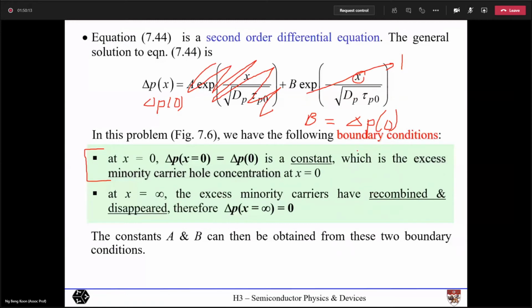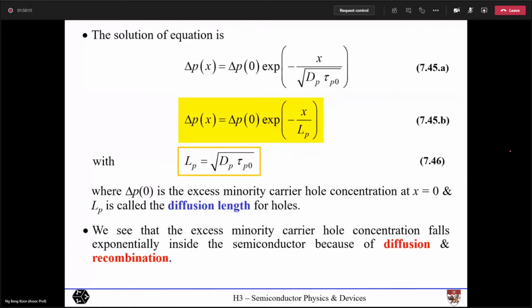Okay, so if you apply these two boundary conditions, then we can conclude the solution: delta P of x is just delta P at x equals 0, times the exponential of minus x over square root of D tau. And this square root of D tau is basically a length quantity. We denote this as LP. This LP is called the minority carrier diffusion length. Square root of D tau is known as the minority carrier diffusion length.